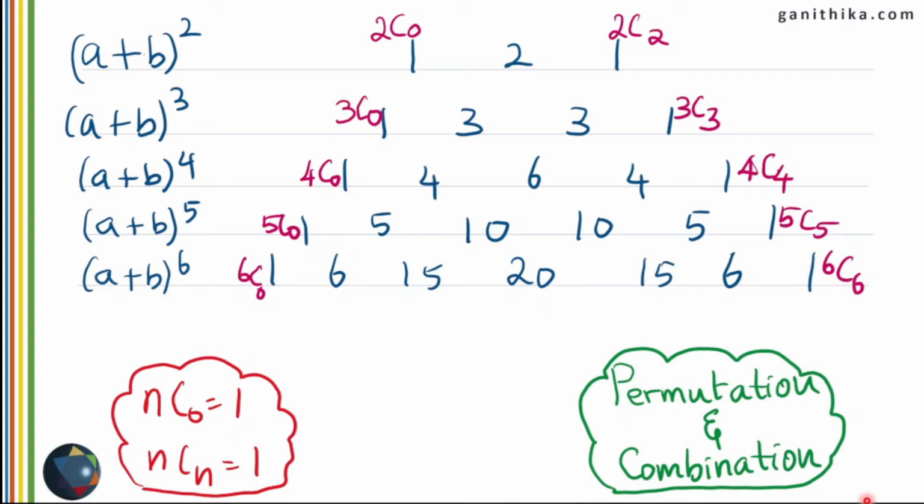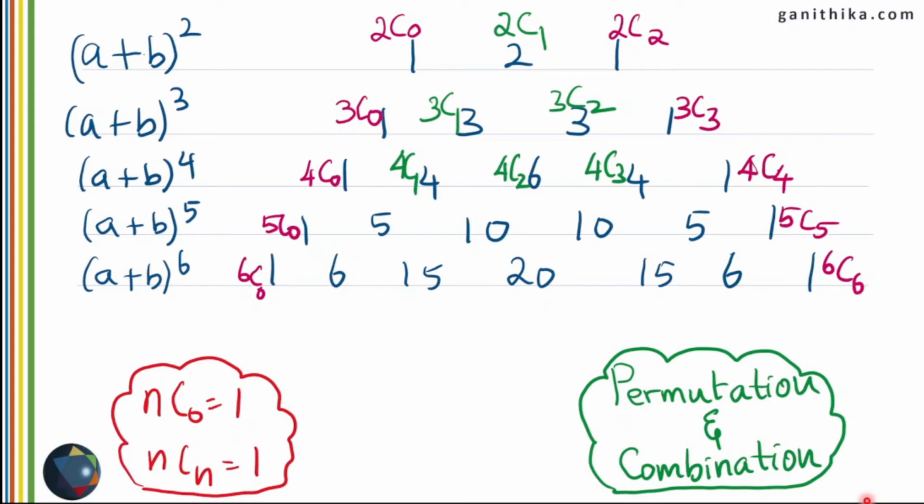What about the in-between numbers? For example, in power 2, the 2 can be written as 2C1. Therefore, the coefficients of (a + b)^2 will be 2C0, 2C1 and 2C2. Whereas for (a + b)^3, it will be 3C0, 3C1, 3C2 and 3C3, because 3C1 and 3C2 are equal to 3. For (a + b)^4, 4C1 is 4, 4C2 is 6, 4C3 is again 4. Therefore, the coefficients will be 4C0, 4C1, 4C2, 4C3, 4C4 in that order. So you can fill in for (a + b)^5 and (a + b)^6.